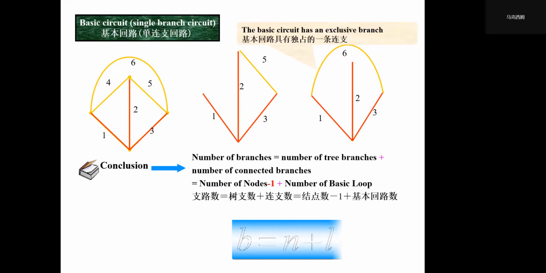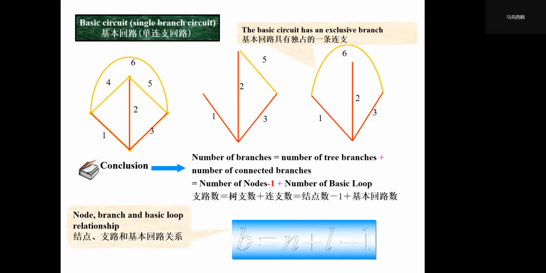So we also reach this same conclusion that the number of branches equals the number of tree branches plus the number of connected branches. And we know that the number of tree branches is the number of nodes minus 1, and the number of connected branches is the number of basic loops. So we have this basic connection between them. This is what we have learned from last week.